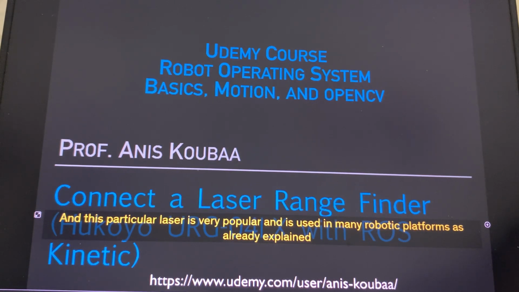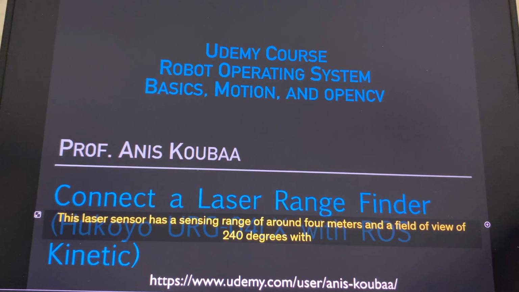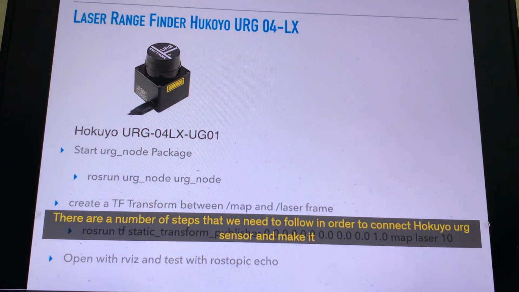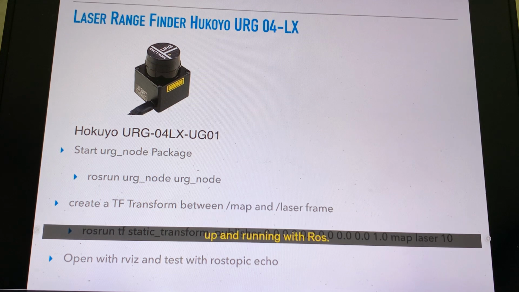As already explained in the introductory lecture, this laser sensor has a sensing range of around 4 meters and a field of view of 240 degrees with an approximate cost of $1,000. There are a number of steps that we need to follow in order to connect the Hokuyo URG sensor and make it up and running with ROS.